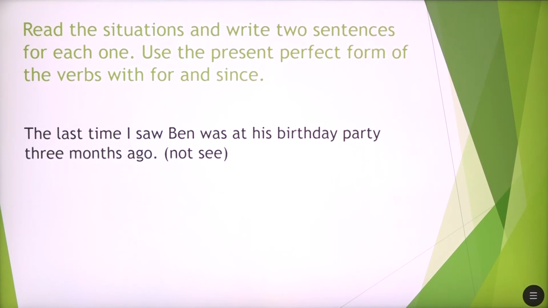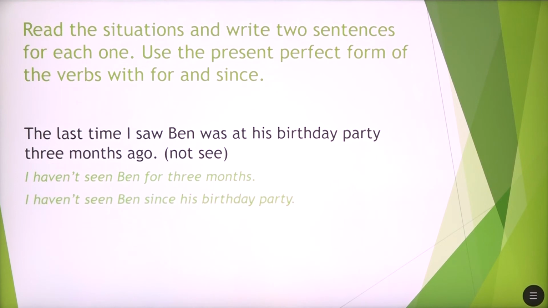Let's continue with the next given sentence. The last time I saw Ben was at his birthday party 3 months ago. In the brackets, we have the verbs not see. Please try and create 2 sentences where you use the expression for and since. The sentences should be in the present perfect. I haven't seen Ben for 3 months. I haven't seen Ben since his birthday party.